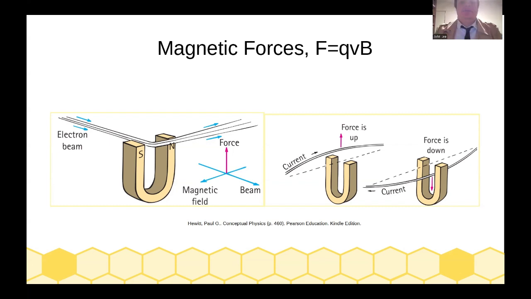And then if you have a current passing through a wire, depending on the direction that the current is passing through, it will either go up or down, but it will be perpendicular to both the magnetic field and the direction of current on the wire. So magnetic fields are perpendicular to the currents that cause them, but they also cause there to be forces that are perpendicular to the fields and are acting on the moving charges.